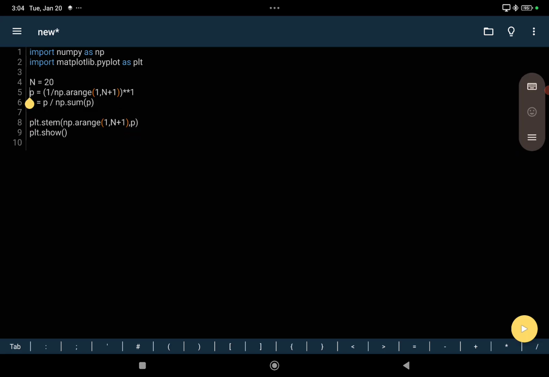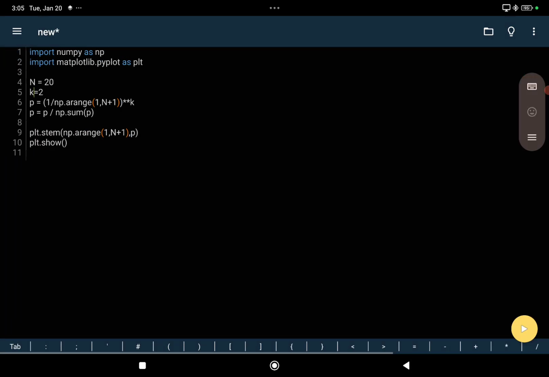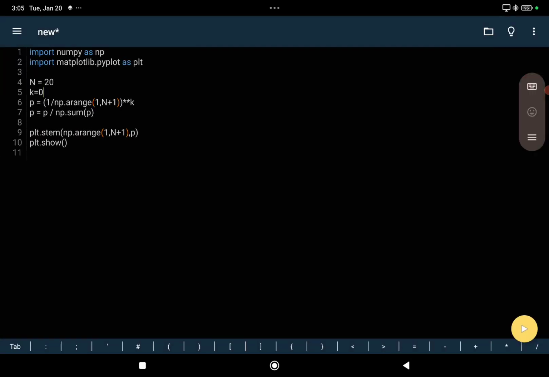All right. So what happens as I increase this exponent? Let me call this k and set k to be equal to 2. We see that the decay becomes much faster, which is what you would expect. There's nothing surprising. And what happens when I take k to be equal to 0? I end up with a uniform distribution because all of the probabilities are exactly the same. Okay, nothing fancy over here.